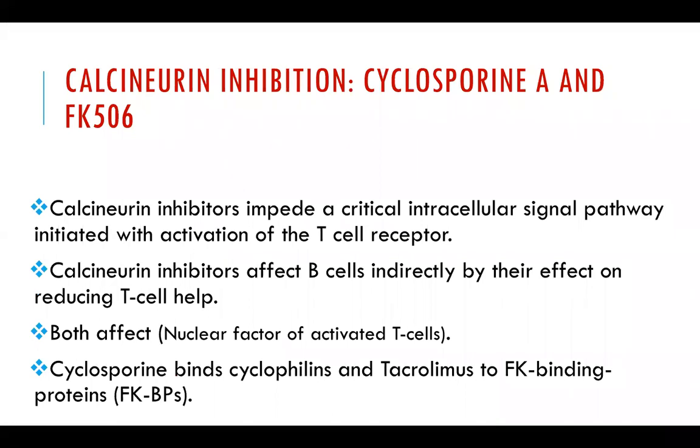Calcineurin inhibitors, cyclosporin and tacrolimus, FK506. Calcineurin inhibitors impede the critical intracellular signal pathway initiated with activation of T cell receptor. Also, calcineurin inhibitors affect B cells indirectly by their effect on reducing the helper cell. Both affect the nuclear factor of activated T cells. Cyclosporin binds cyclophilins and tacrolimus binds FK binding proteins.